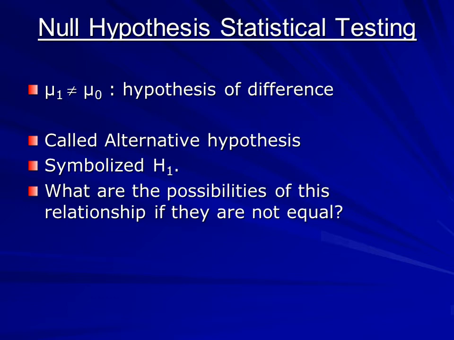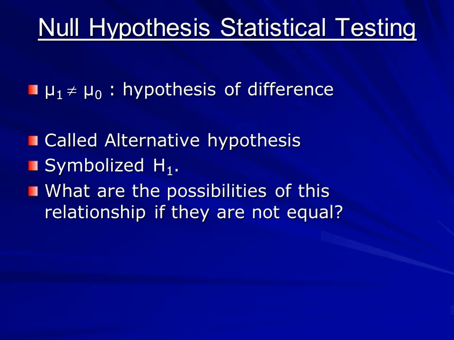So the null is equality, therefore the alternative hypothesis is what the researcher is using: their alternative hypothesis is that they're not equal. So that's the hypothesis of difference. This is typically symbolized H sub 1. H sub 0 is typically the null hypothesis.